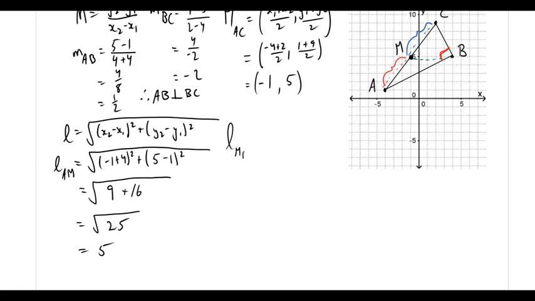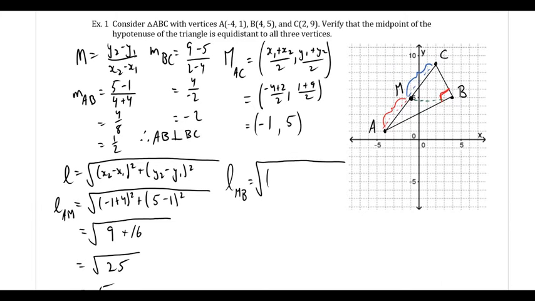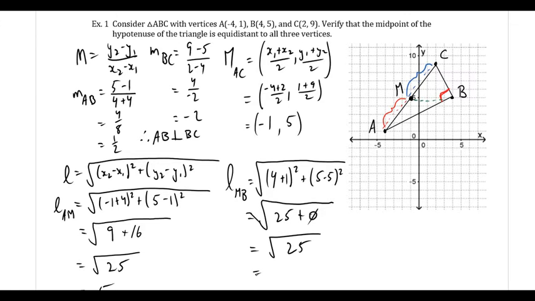Now I'm going to find the length of MB. So that's 4 minus negative 1, which is plus 1, squared, plus 5 minus 5, squared. So 4 plus 1 squared is 25, right? 4 plus 1 is 5, 5 squared is 25. 5 minus 5 is 0, and 0 squared is 0. Square root of 25, which is 5.